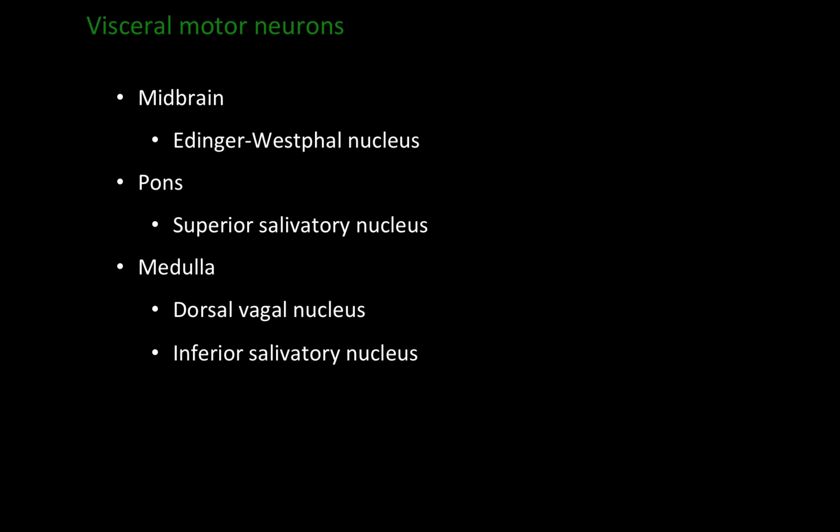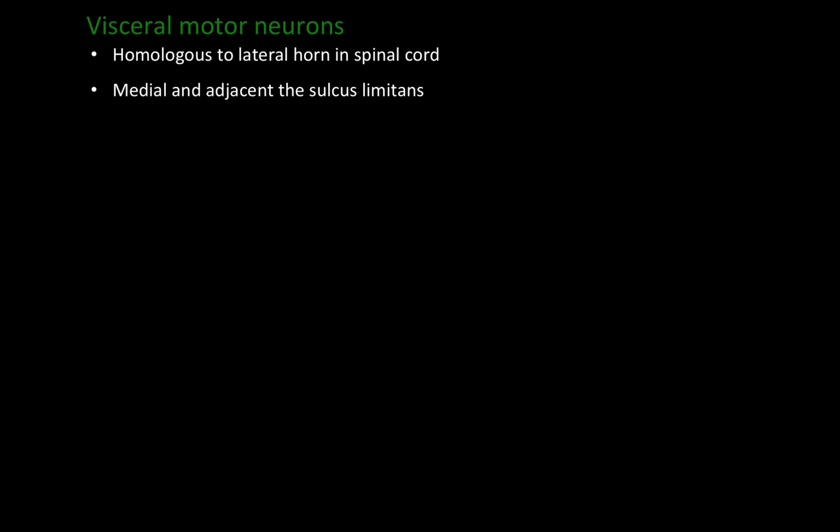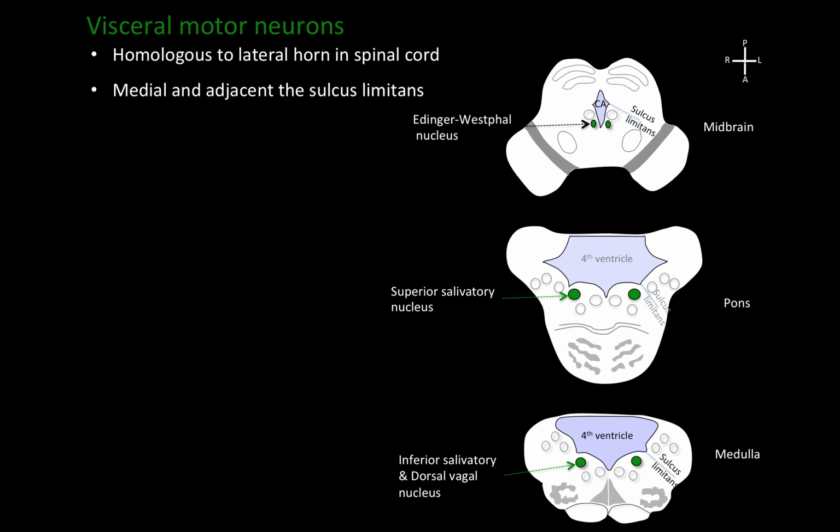Visceral motor neurons and their associated nuclei are in the midbrain, pons and medulla: Edinger-Westphal, superior salivatory, dorsal vagal, and inferior salivatory nuclei. These are homologous to the lateral horn in the spinal cord gray matter, and their location is medial and adjacent to the sulcus limitans. They're closer to that. Here we have a cross-section through these different parts of the brainstem, and we can see 3 of those visceral motor neurons going right down, medial to the sulcus limitans, but adjacent to the sulcus limitans.